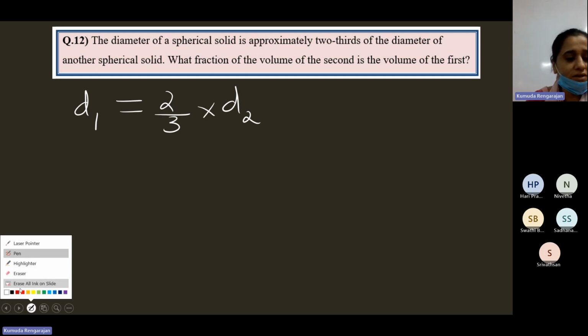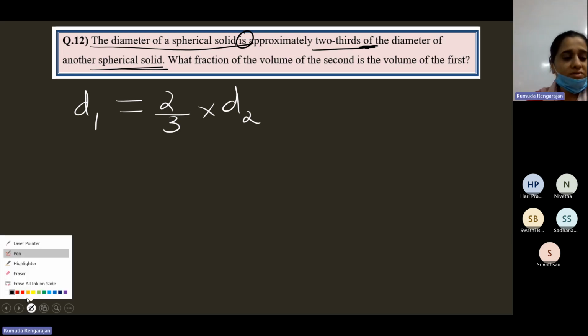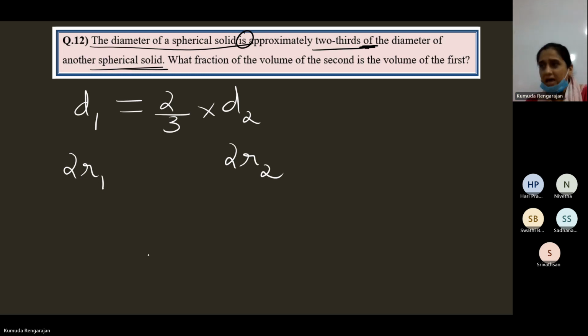Whatever is in English, we are converting that to an equation. Diameter of a spherical solid, D1, is equal to 2/3 of the diameter of another solid, D2. What is diameter? Twice the radius. This is also twice the radius. But how will you differentiate? R1, R2. In my working I have used small d and small r, capital D and capital R, whatever you want. You can also do it like this.